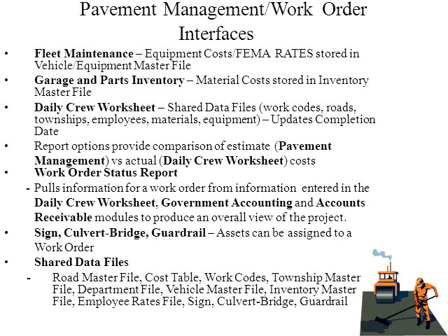A work order can also originate in the Pavement Management Work Order module. This system maintains estimates on projects. When work begins on the project, the work order can be linked to entries made in Daily Crew Worksheet, Government Accounting, and Accounts Receivable using the work order number. The work order status report combines all the costs and receipts associated with a work order to give an overview of the entire project.